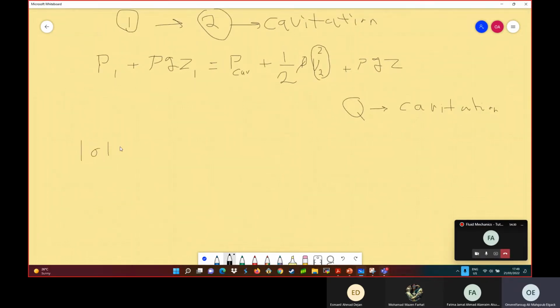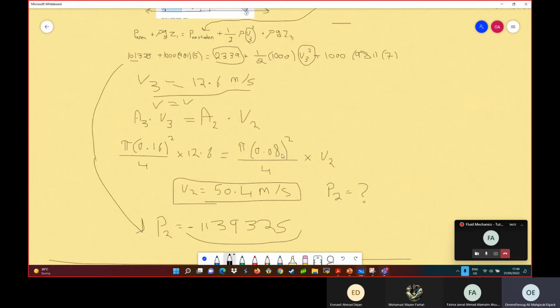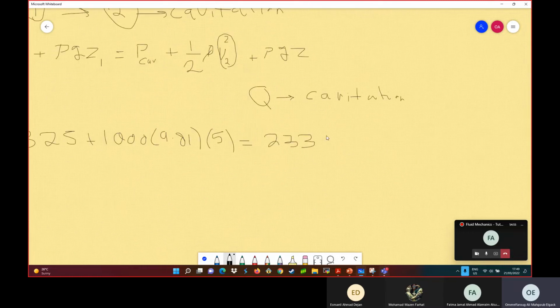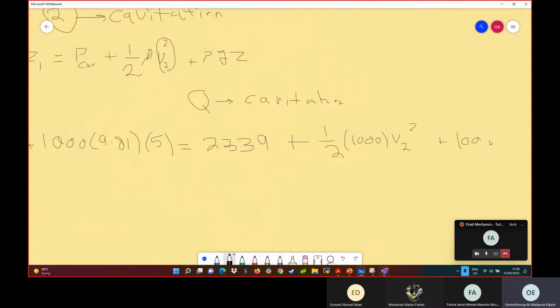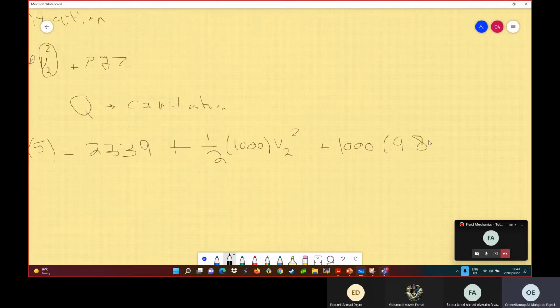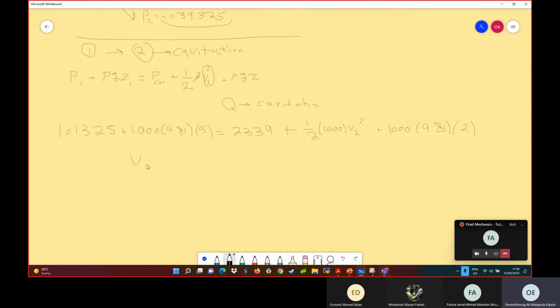So P1 is the atmospheric pressure, plus 1000 times 9.81 times Z1, which is 5, equal to the cavitation pressure, 2339, plus half times 1000 times V2 squared, which is unknown, plus 1000 times 9.81 times Z2, which is 2 meters. Okay, find V2.